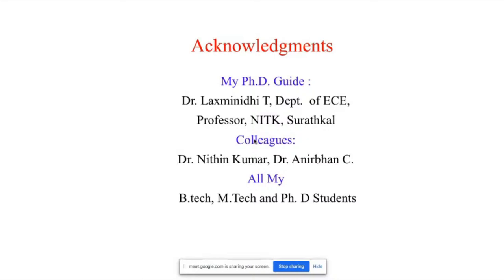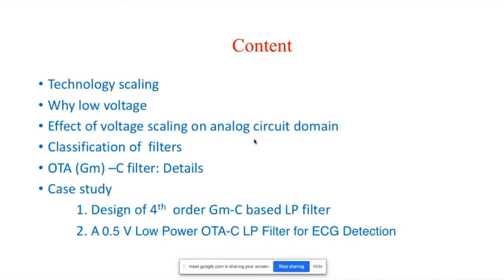So content of my today's presentation will be first regarding technology scaling, then why we have to concentrate on low voltage, then effect of voltage scaling on analog circuit design domain, then classification of filters, and then OTAC filter, and detail some of the basic blocks of the OTAC filter. And there are two case studies. One is a design of fourth order GMC based low pass filter, which is designed for 1 megahertz and completely designed and then fabricated and realized on physical silicon, and then tested and results is presented. And the second case study is design of again OTAC filter for low signal, that is ECG detection, which is just design, and then the results are published.